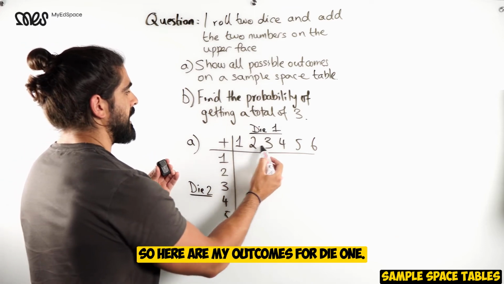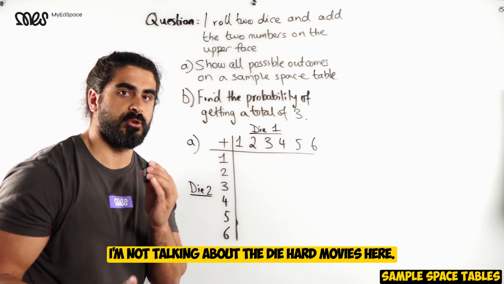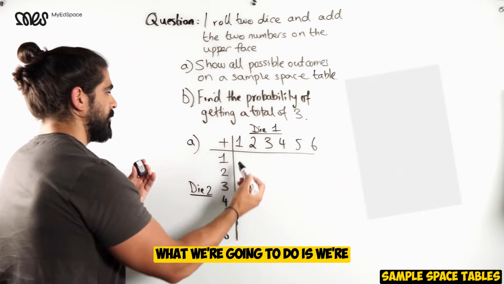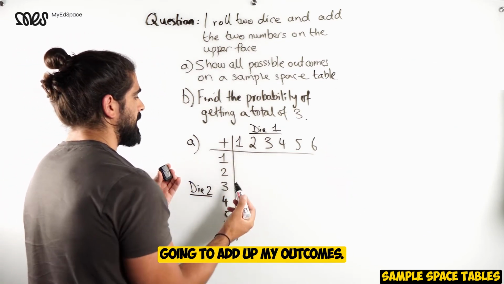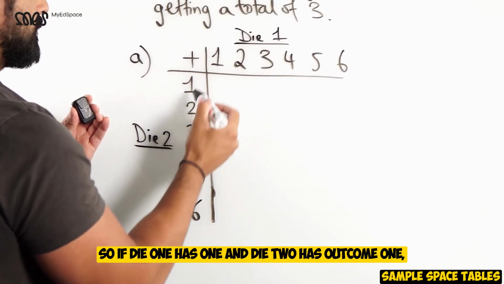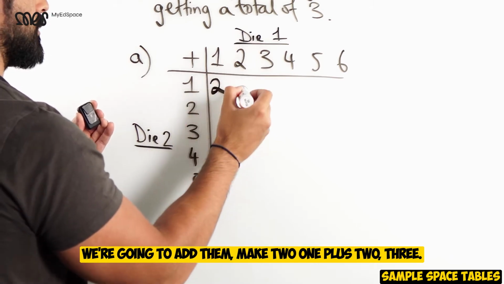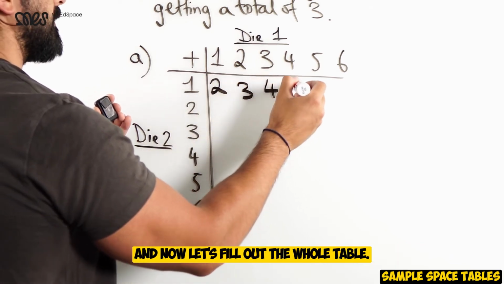So, here are my outcomes for die 1. Here are my outcomes for die 2. I'm not talking about the Die Hard movies here. And what we're going to do is we're going to add up my outcomes. So if die 1 has outcome 1 and die 2 has outcome 1, we're going to add them, make 2, 1 plus 2, 3, and now let's fill out the whole table.